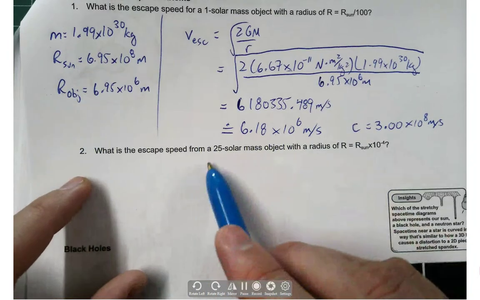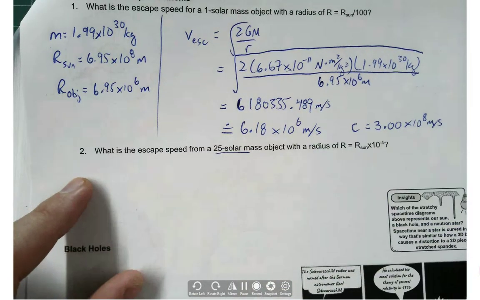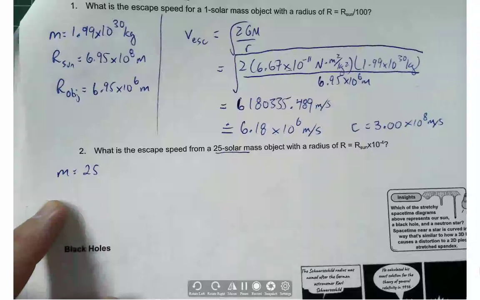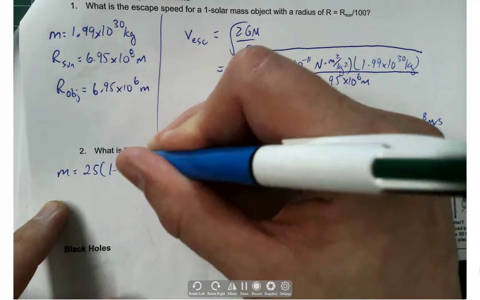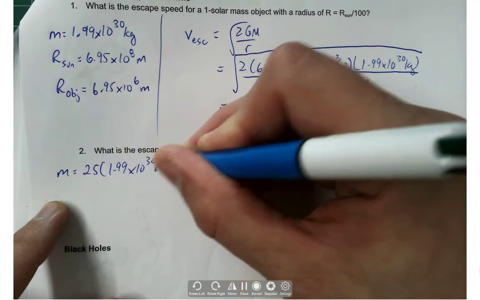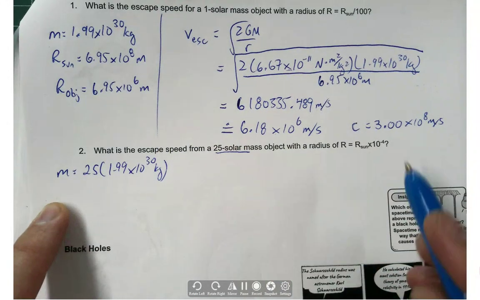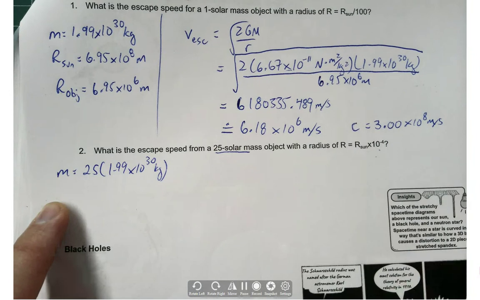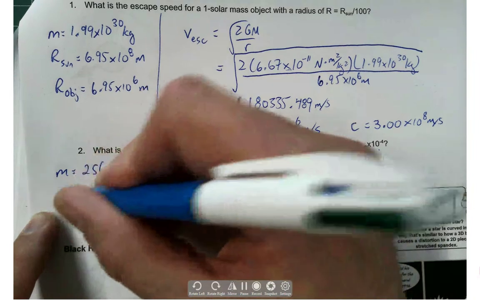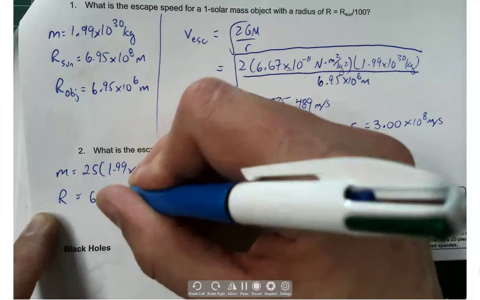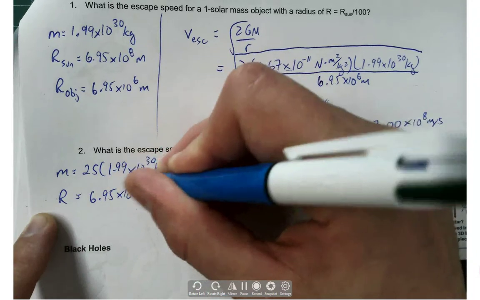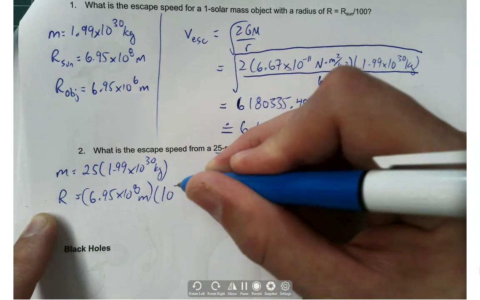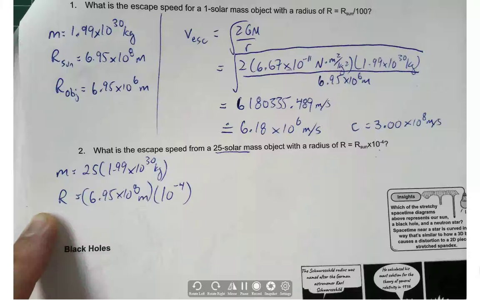We get a 25 solar mass object. So you could actually do the math on this one, or you can just put into your calculations 25 times 1.99 times 10 to the power of 30 kilograms. That's a 25 solar mass object. And it says that it's going to have a radius that's 1/10,000th of the sun's radius, 10 to the power of negative 4. So we can do it this way. We can say the radius of this object is going to be 6.95 times 10 to the power of 8 meters times 10 to the power of negative 4. So 1/10,000th of that. And we calculate the escape speed.